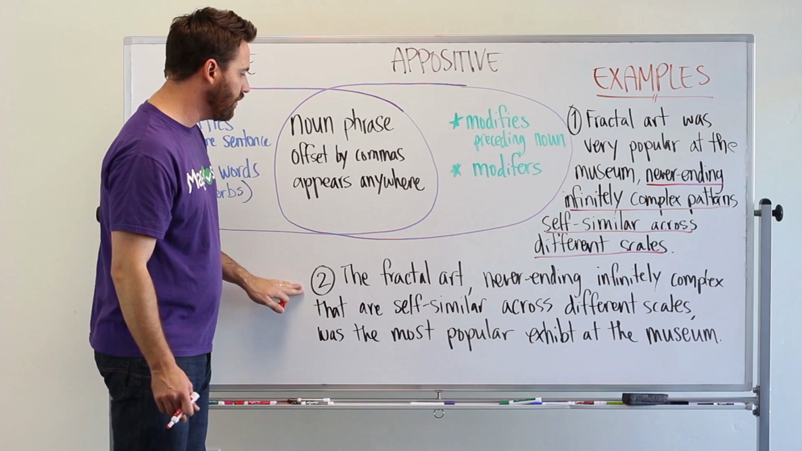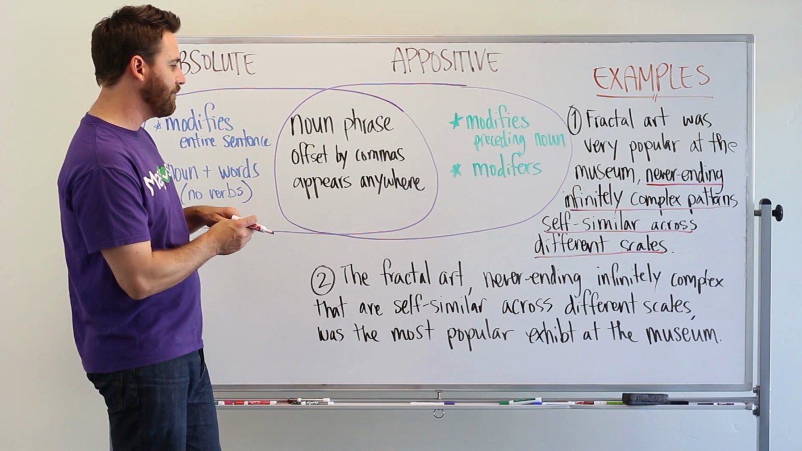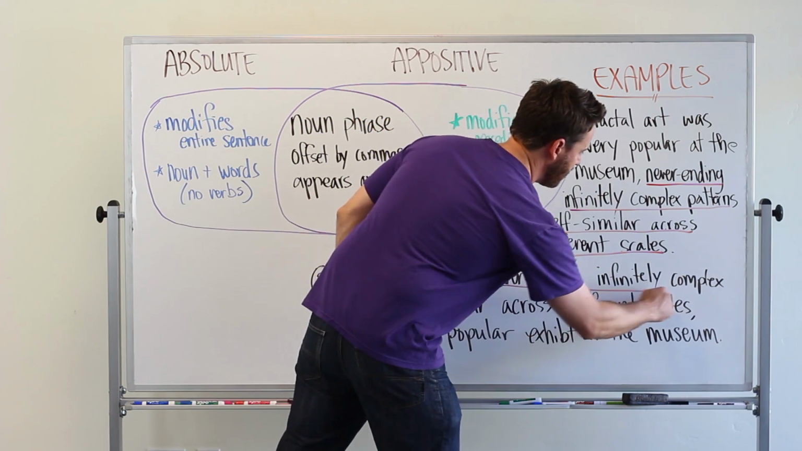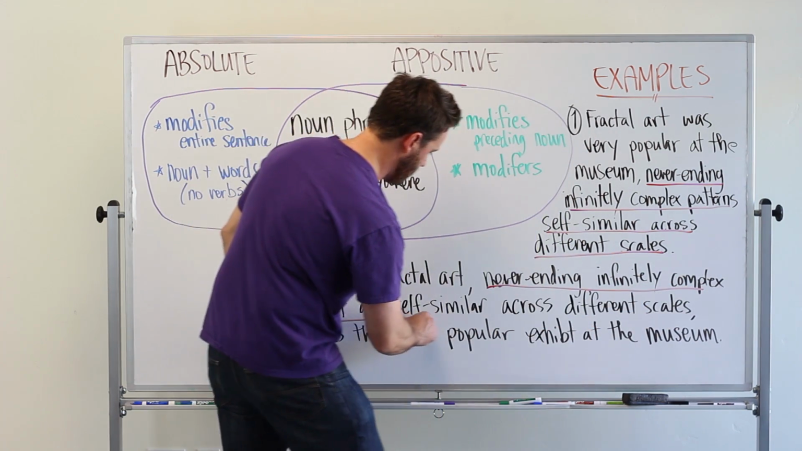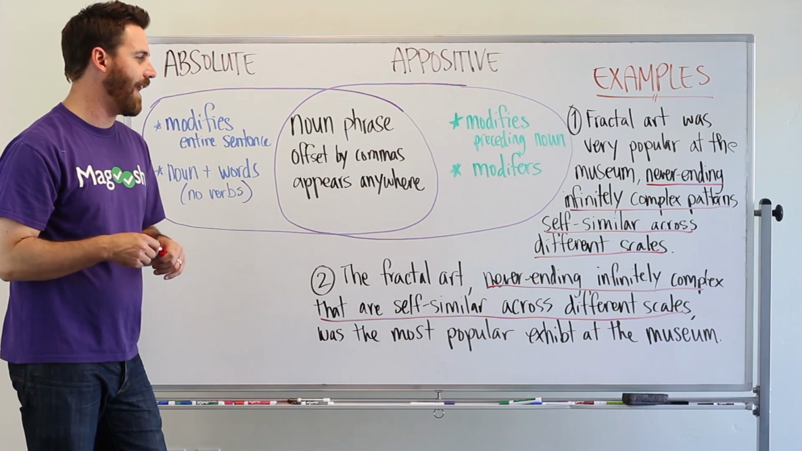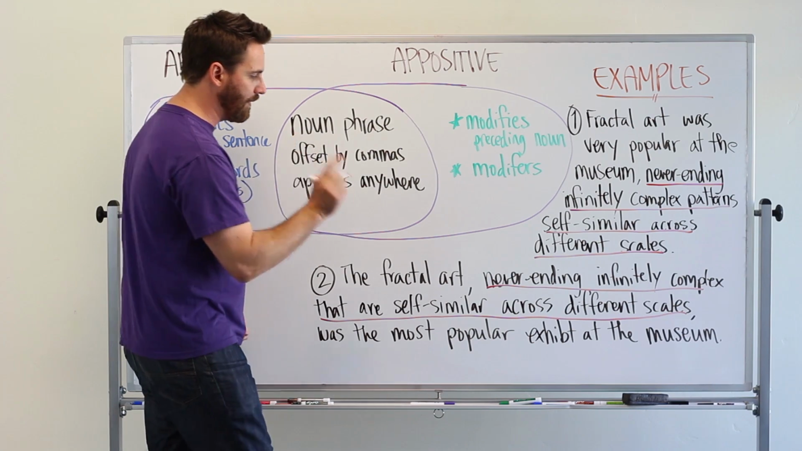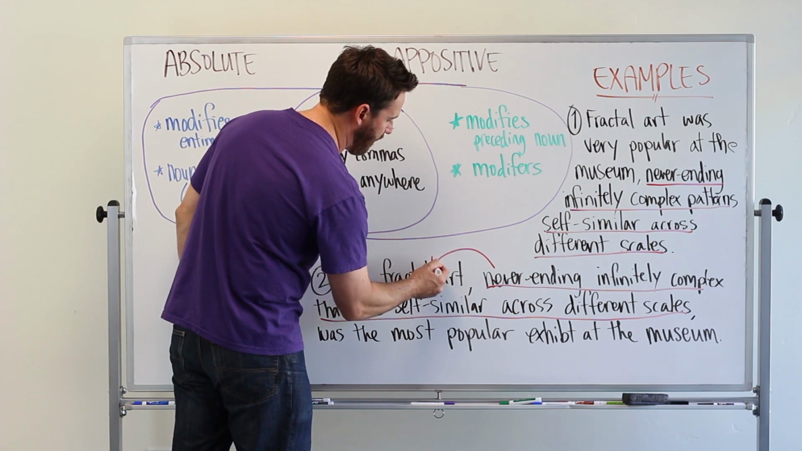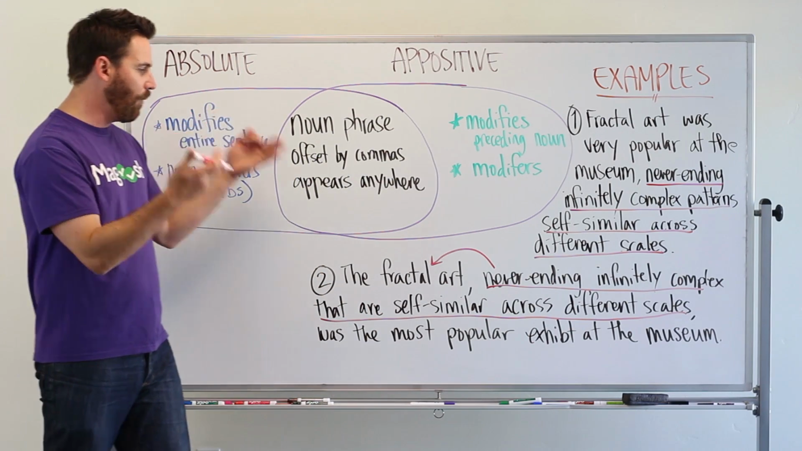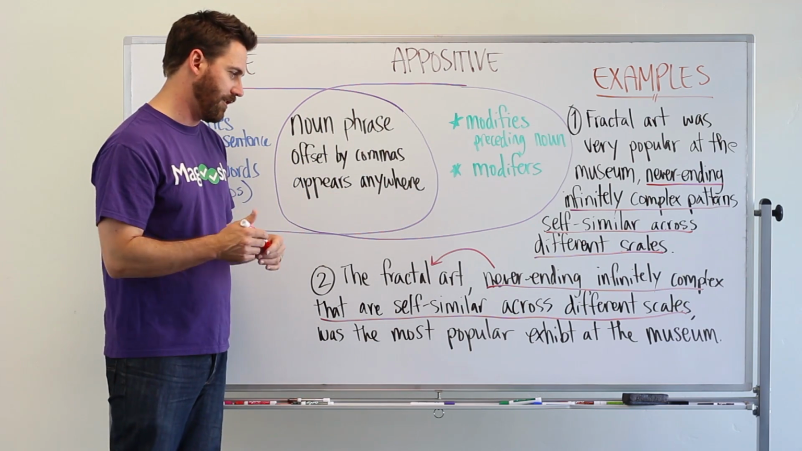If we look at number two: The fractal art, never-ending, infinitely complex patterns that are self-similar across different scales, was the most popular exhibit at the museum. So here's our phrase. Again, pretty similar to what we saw before. So again, commas are involved, but this time the phrase is telling us more about what fractal art is. It's describing fractal art, telling us what it is, not necessarily why it's popular.